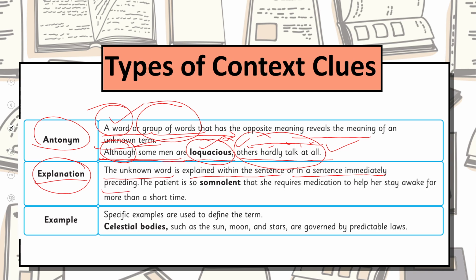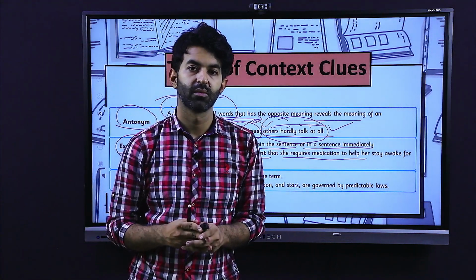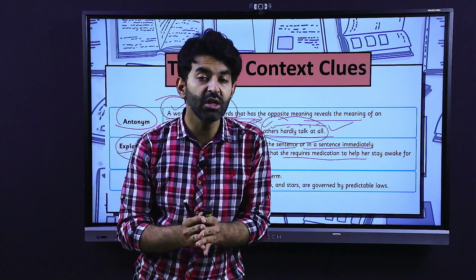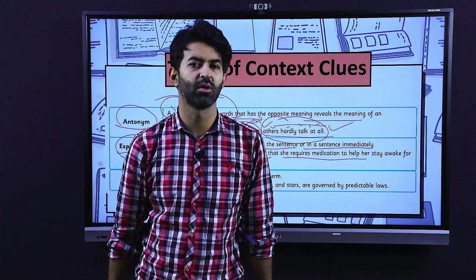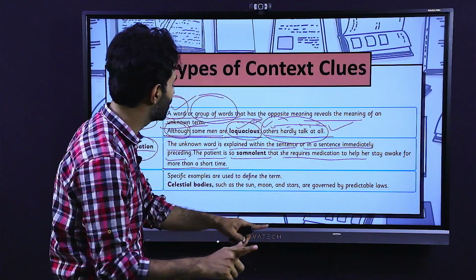Let's look at this example. The patient is so somnolent that she requires medication to help her stay awake more than a short time. So, do we know the meaning of this word somnolent? No, we don't know that, right? Suppose we don't know. Now, how do we reach the right meaning? What do you mean by the word somnolent? Should I open a dictionary? No, wait. No, just look at the context clue over here.